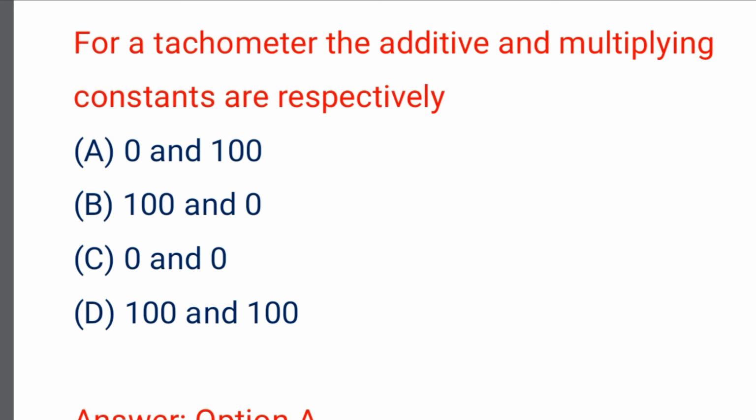Next question, for a tachometer, the additive and multiplying constants are respectively option A 0 and 100, option B 100 and 0, option C 0 and 0, option D 100 and 100. So the correct answer is option A 0 and 100.